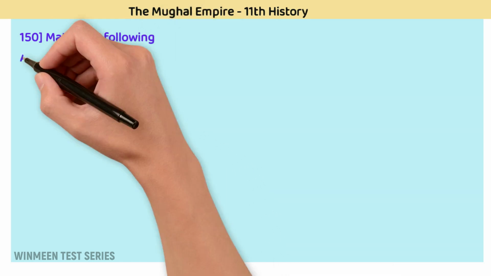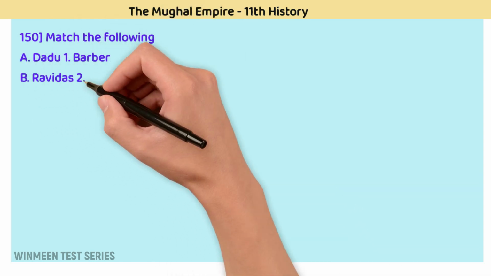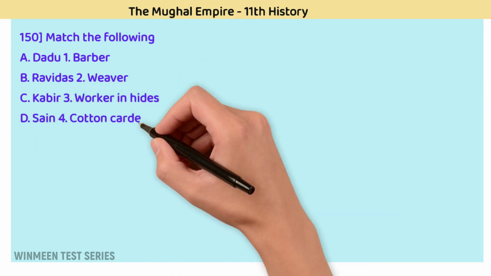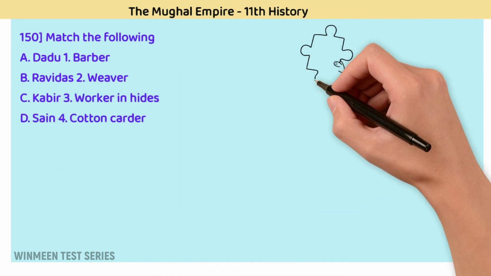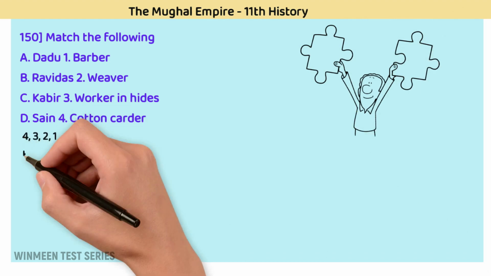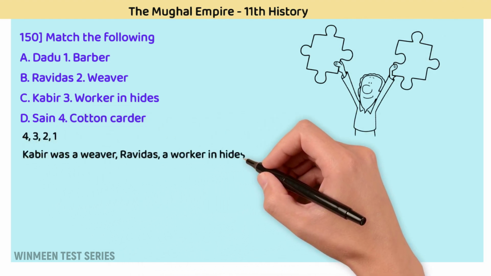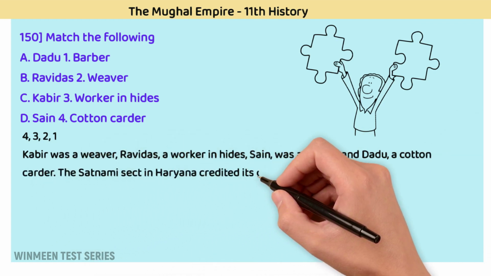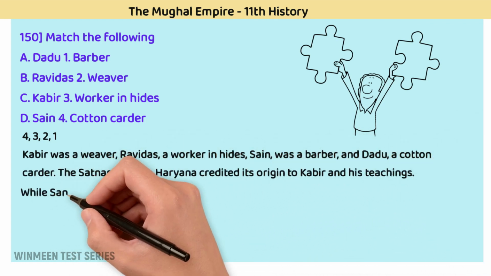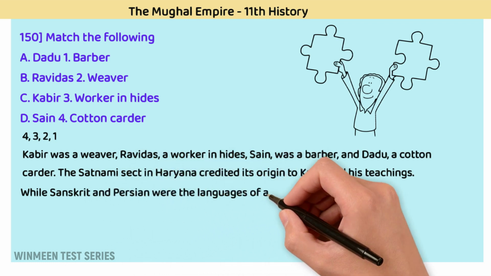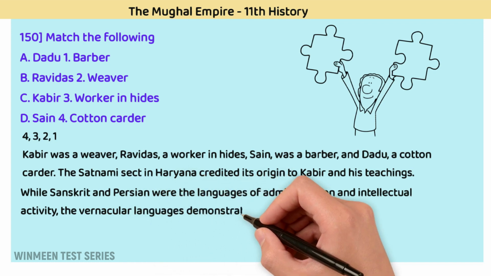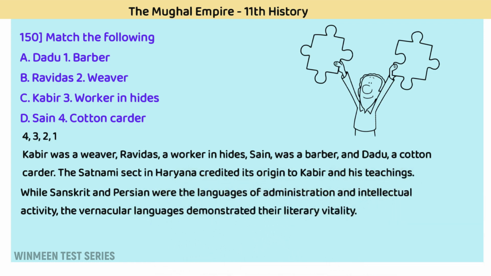Question number 150. Match the following: Dadu, barber; Ravidas, weaver; Kabir, worker in hides; Sain, cotton carder. The answer is 4321. Kabir was a weaver, Ravidas a worker in hides; Sain was a barber, and Dadu a cotton carder. The Satnami sect in Haryana credits its origin to Kabir and his teachings, while Sanskrit and Persian were the language of administration and intellectual activity. The vernacular languages demonstrated their literary vitality.